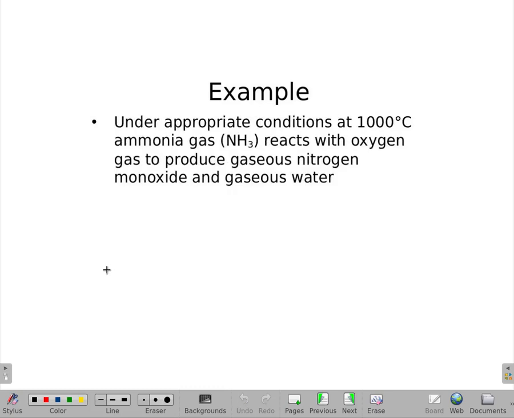Okay, another one. 1,000 degrees, so very hot. Ammonia gas reacts with oxygen to produce gaseous nitrogen monoxide and gaseous water. All right, so ammonia gas reacts with oxygen gas to produce nitrogen monoxide gas and gaseous water. A bunch of gases. All right.